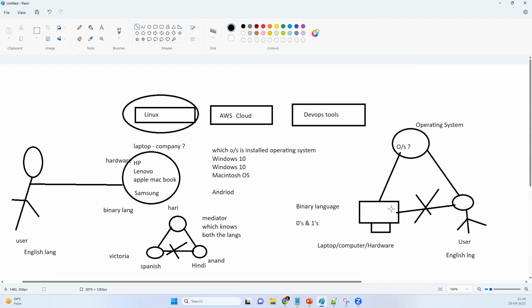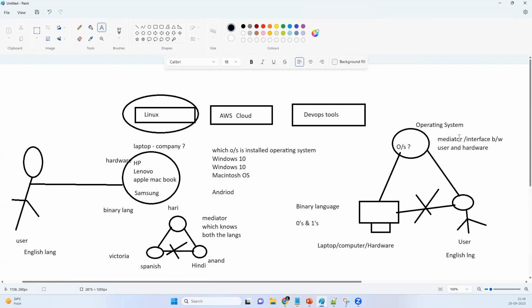The user does not communicate directly with the hardware, and the hardware does not communicate directly with the user. So we need a mediator which knows both the languages. So what is the operating system? The operating system is a mediator, or an interface, between the user and the hardware.